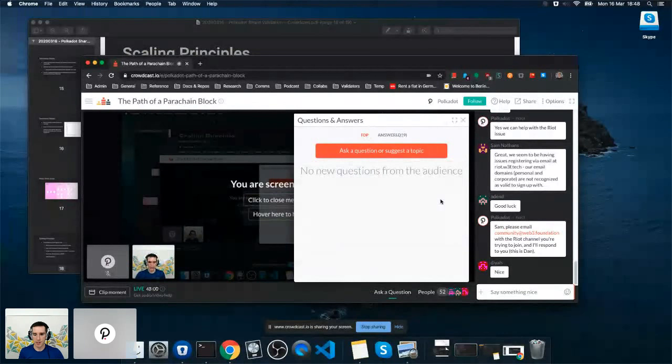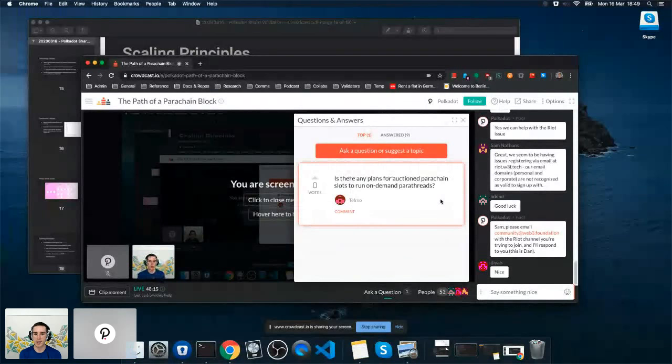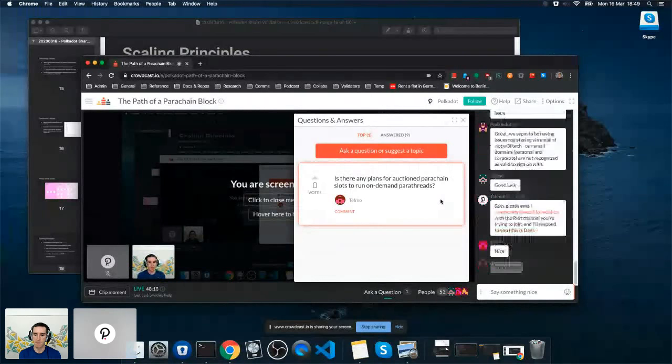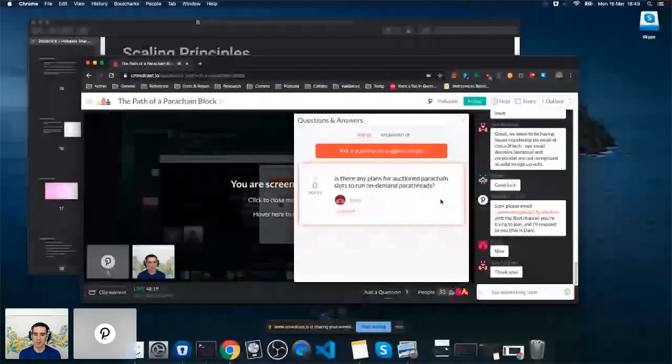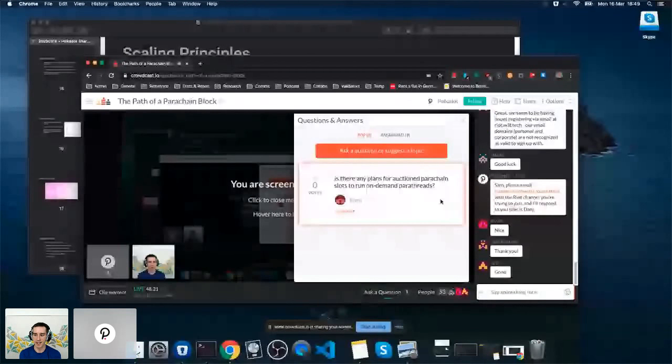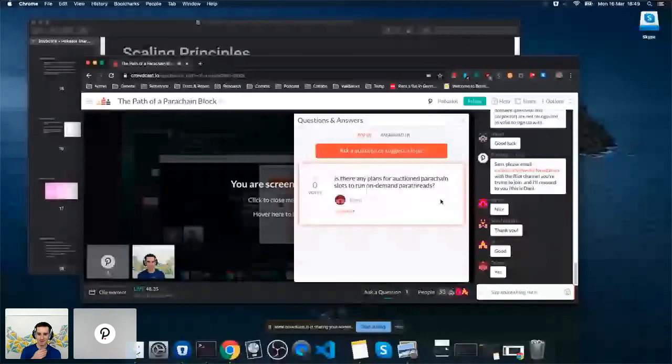I don't see any more, so I'll give one more minute if there are any questions. Otherwise, okay. Are there any plans for auctioned parachain slots to run on-demand parathreads? Do you mean someone giving up their slot? That's interesting. Yeah, to have your own parachain slot and then let parathreads bid on using it. I don't know of any plans, but I like the idea. It's good. Oh yeah, that's what you meant. That's a cool idea. I would want to see that.